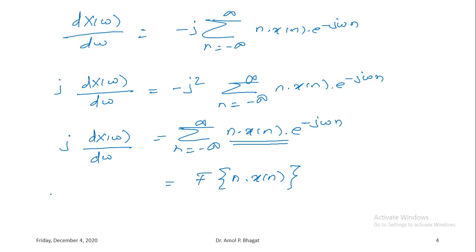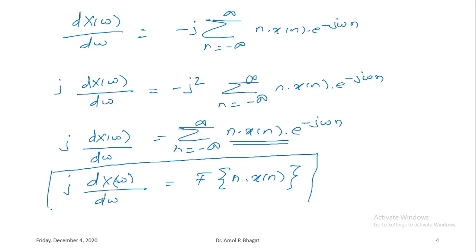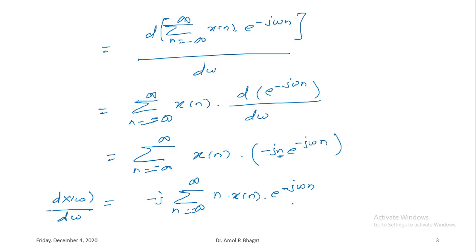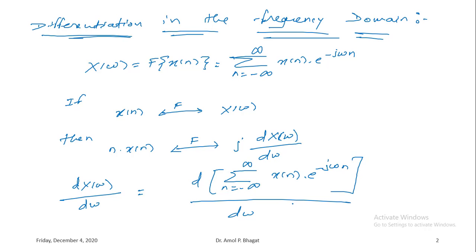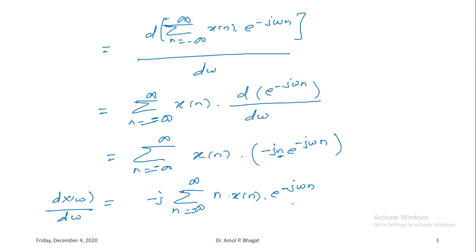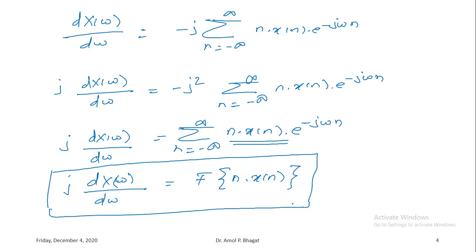So the Fourier transform of n into x of n is nothing but j into the derivative of the Fourier transform of x of n, that is X of omega, with respect to omega. So this is nothing but the required proof, and this is the property, that is differentiation in the Fourier or frequency domain. So this is how you can prove this property, differentiation in the frequency domain.